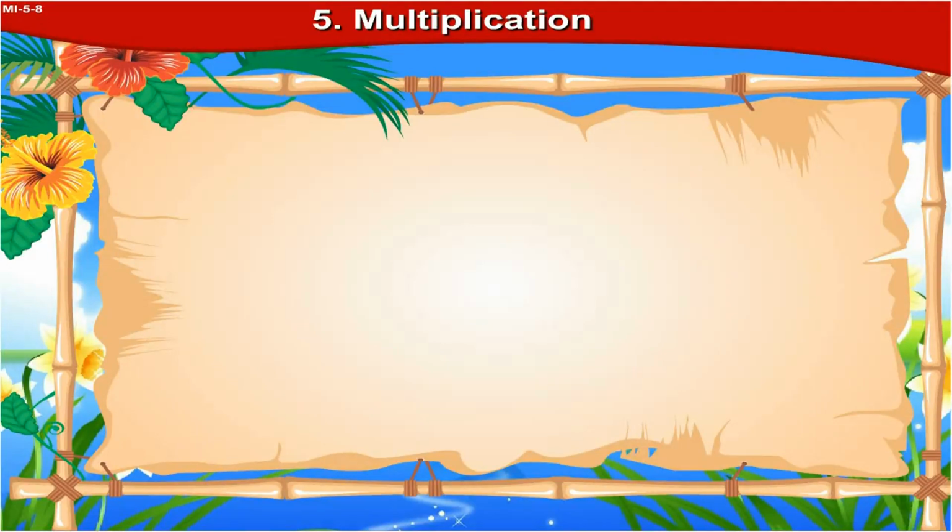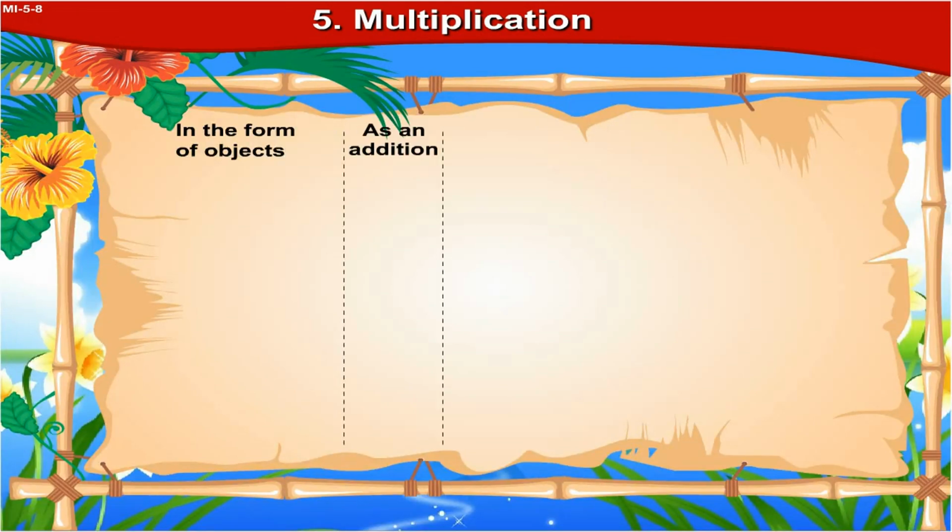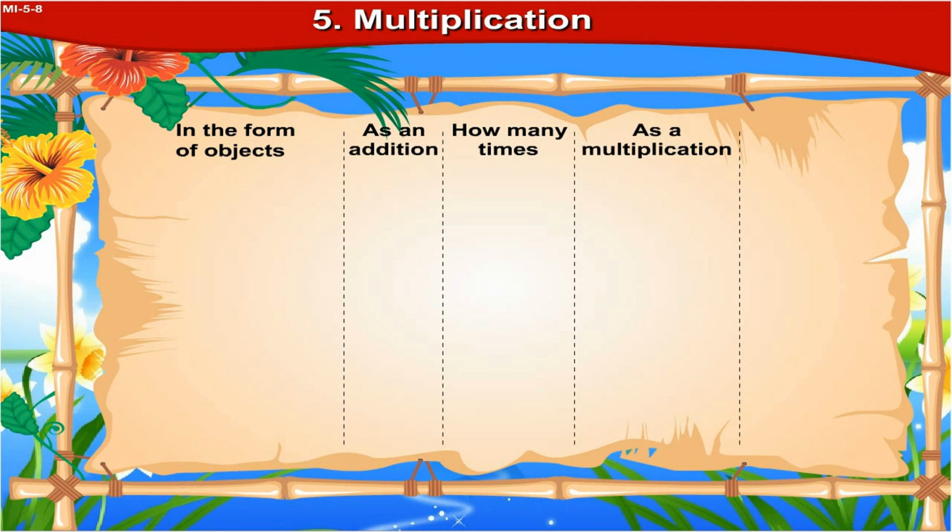Multiplication. Well, students, you can definitely see some pictures with some amazing objects. First, we look at the picture. Then, we will add the objects shown in the picture. And then we will find how many times the object is shown. We will show it as a multiplication and then find the total number of objects.